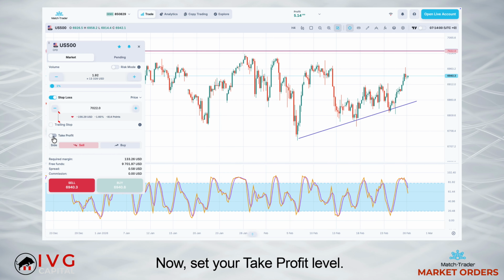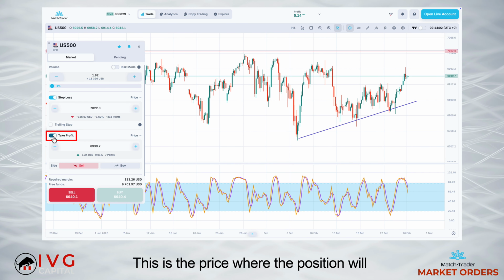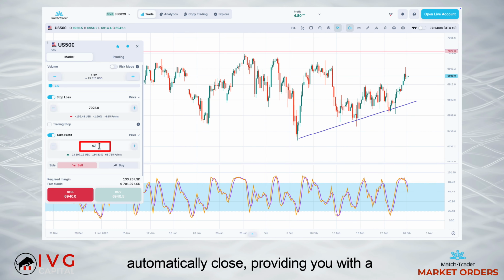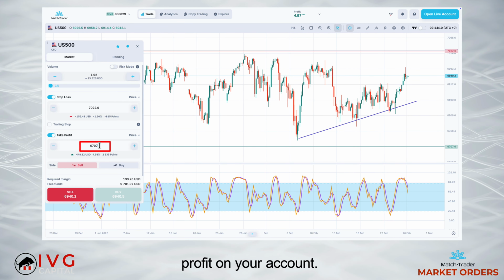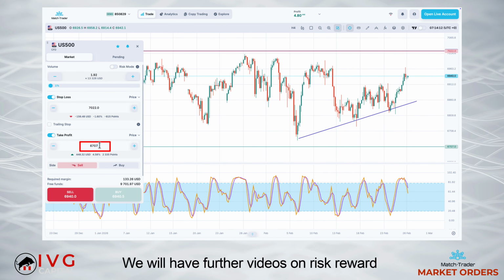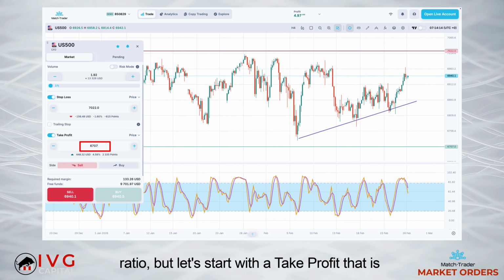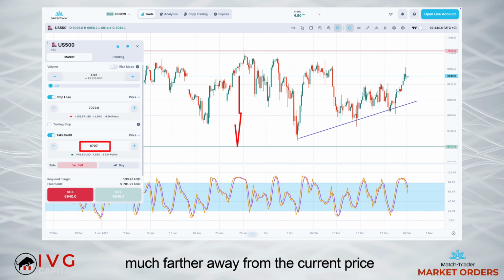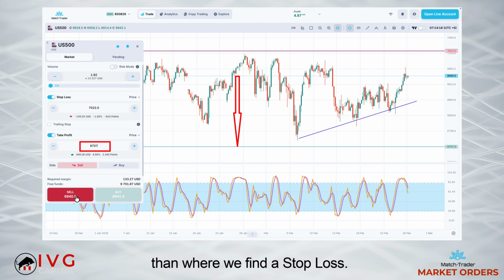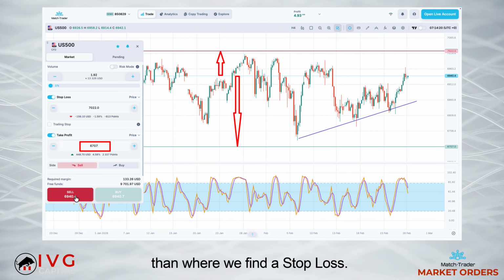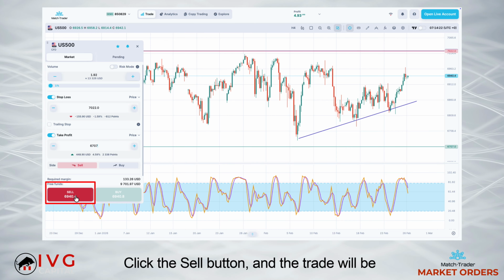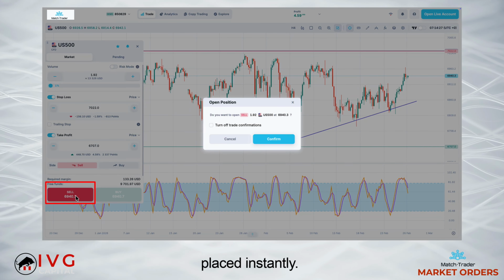Now, set your take profit level. This is the price where the position will automatically close, providing you with a profit on your account. We will have further videos on a risk-reward ratio, but let's start with a take profit that is much farther away from the current price than where we find the stop loss. Click the Sell button and the trade will be placed instantly.